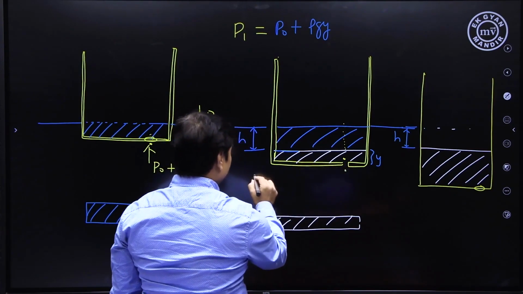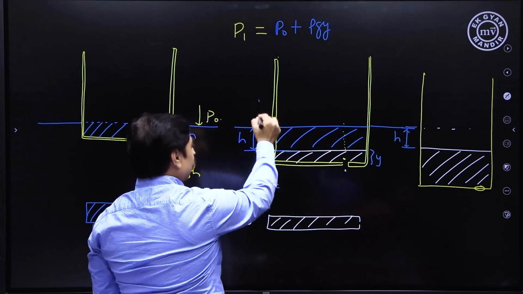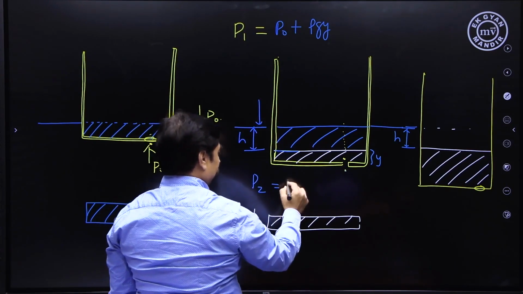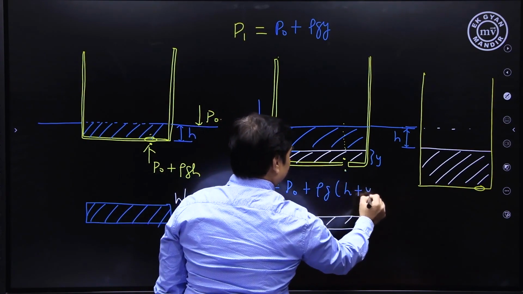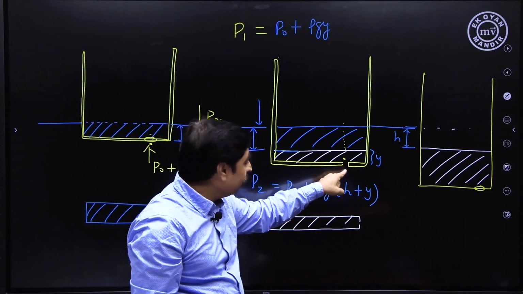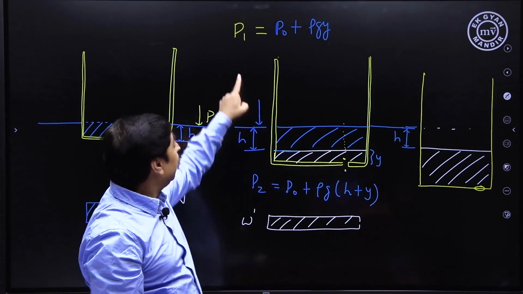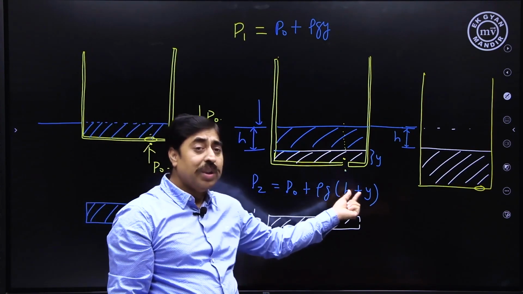What is this pressure? Let me call this pressure P2. It is atmospheric pressure P0 plus rho G times H plus Y. This whole depth is H plus Y. So what is the pressure difference between this point and this point? What is P2 minus P1? What is P2 minus P1? Can you see that? It is rho GH.